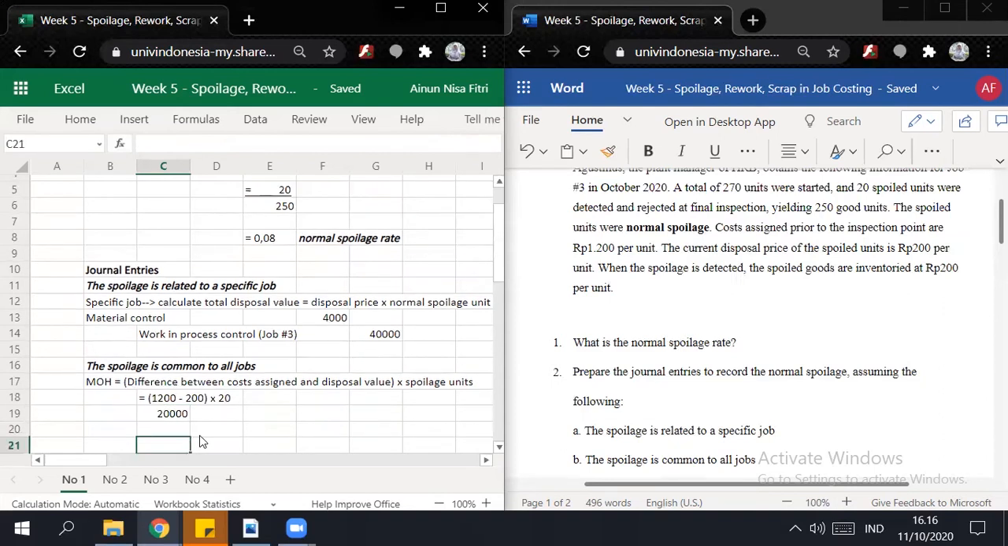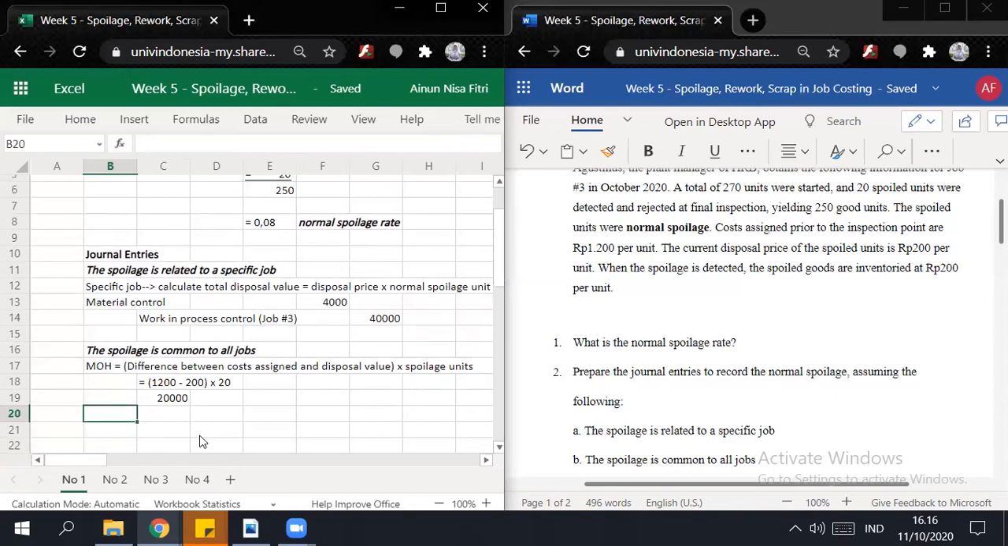Next is to journalize the spoilage for common to all jobs. The first one is debiting materials control. And after that, manufacturing overhead control. And then the credit side is work in process control. And don't forget to add job number 3.